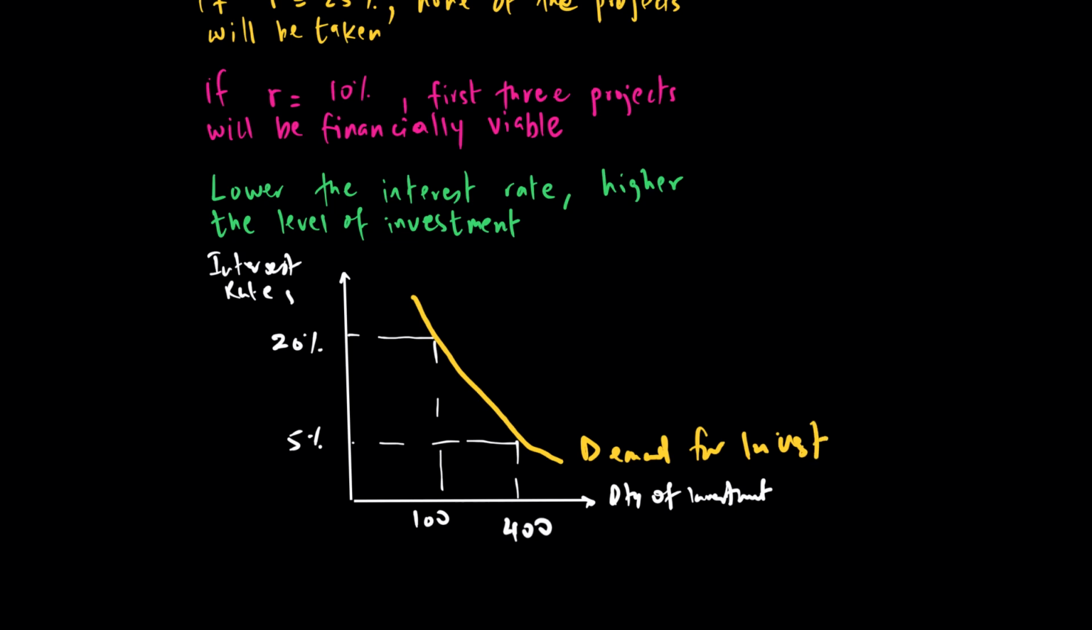which basically argues that when the interest rate goes down, more projects will become financially viable, and therefore we will invest more, because the opportunity cost of investing is going down.